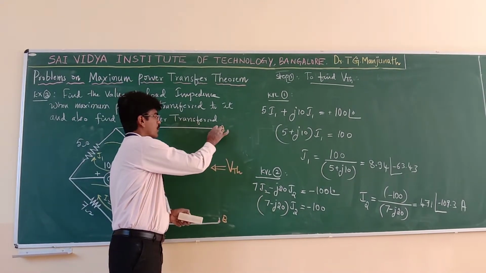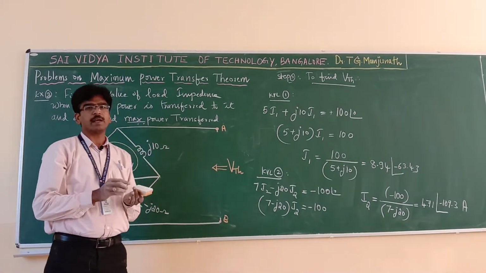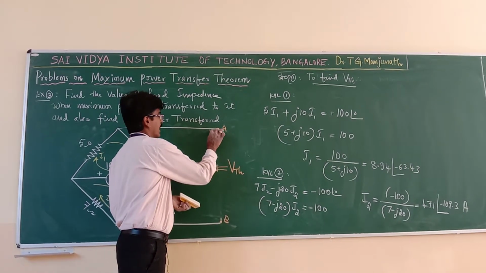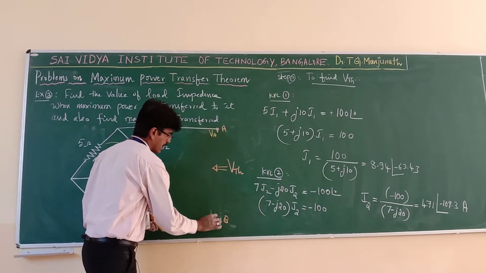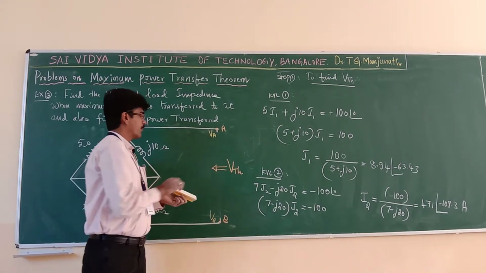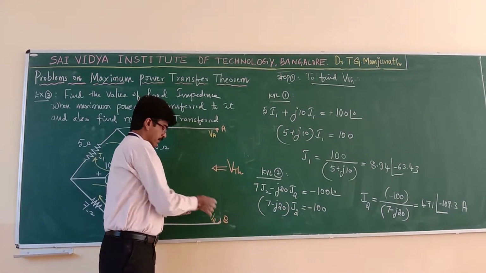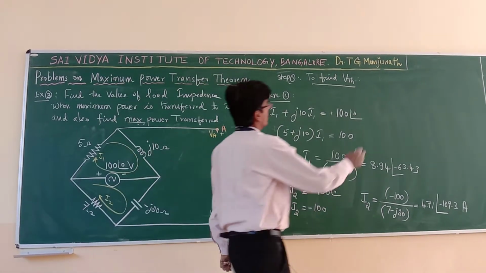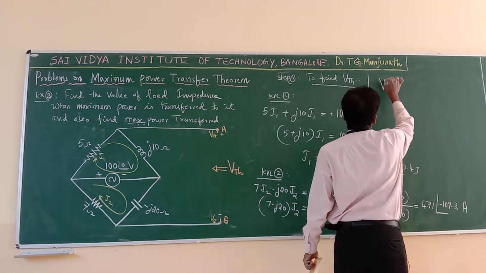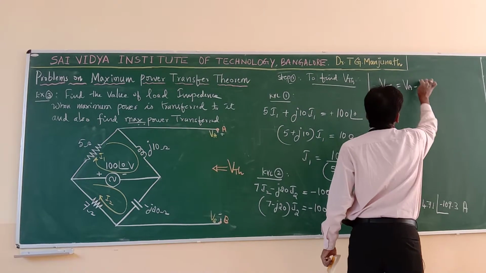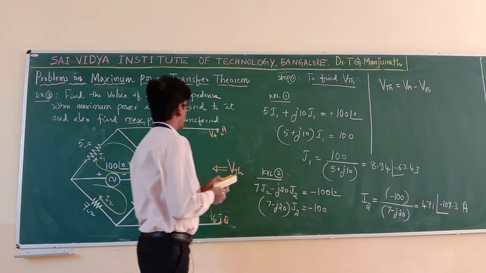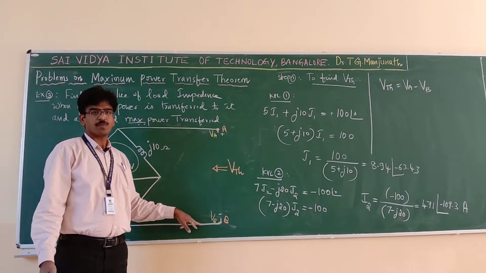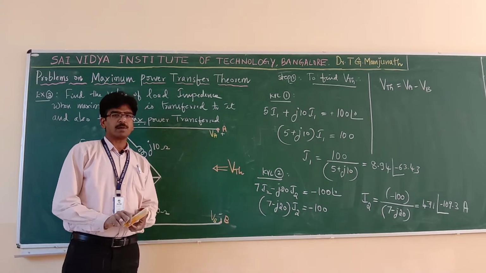V Thevenin is nothing but the voltage between the terminals A and B. Let us take the potential of this point as VA and the potential of this point as VB. So V Thevenin can be written as VA minus VB, taking this positive, this negative. I want to measure the voltage at this point and at this point, then if you take the difference of those two points, you get V Thevenin. This is a very simple concept.